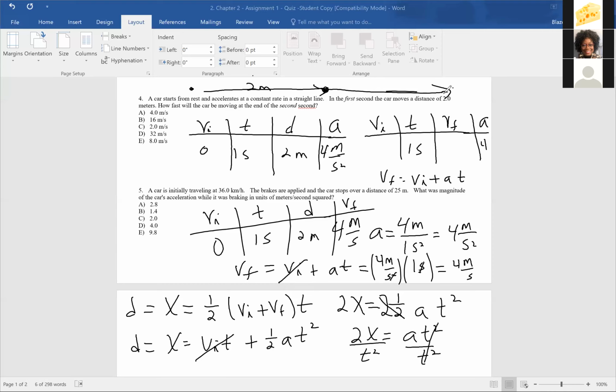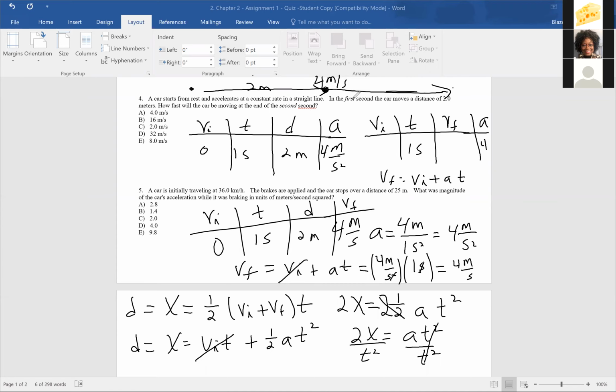Okay, so the car starts from rest and it travels for 1 second. And now we know its speed after traveling for 1 second. So now we say, okay, after that first second, it's moving 4 meters per second. And the question is, how fast will the car be moving at the end of the second? The second 1 second, that's what it means. So how fast will it be moving here at the end of the second?